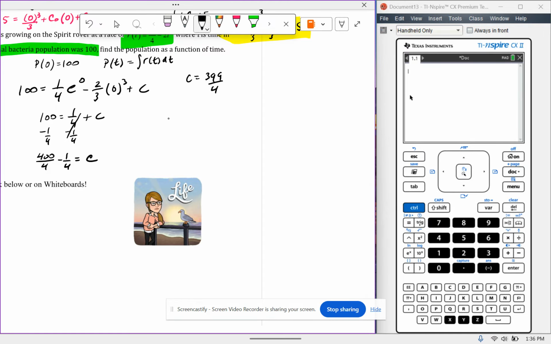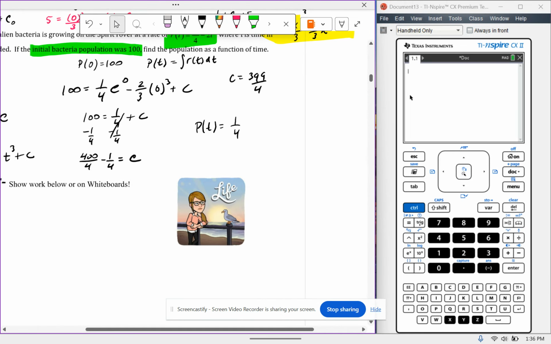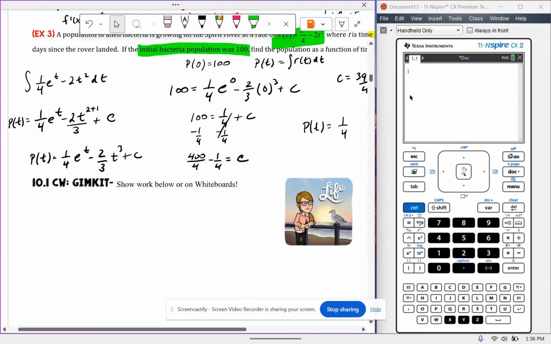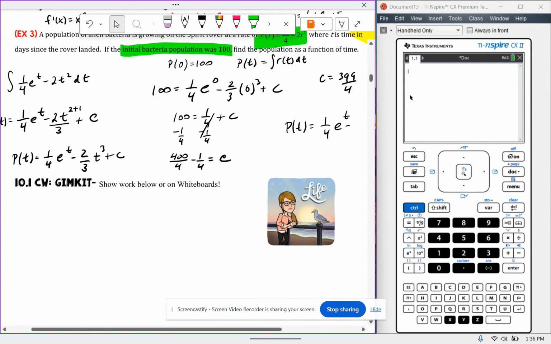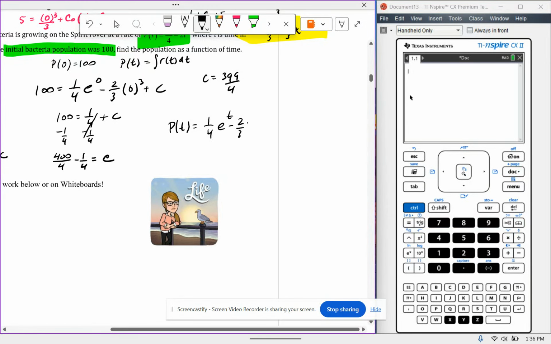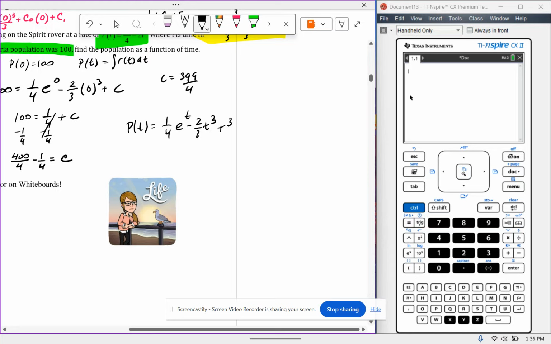I'm really sorry. So the original P of t is 1/4 e to the t minus 2/3 t cubed plus 399 over 4.